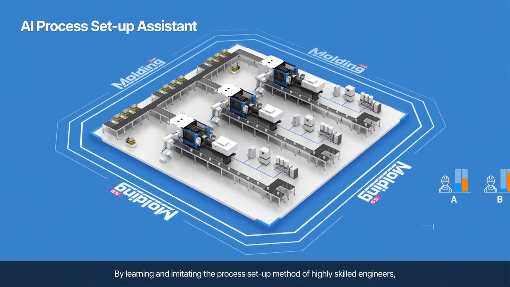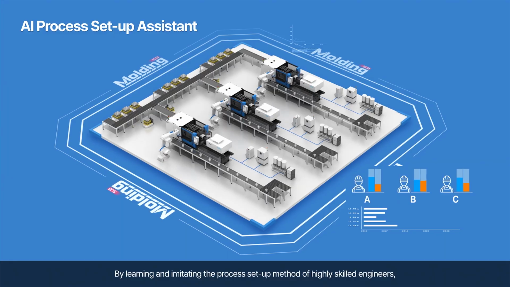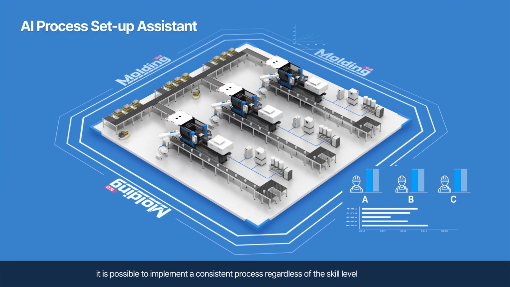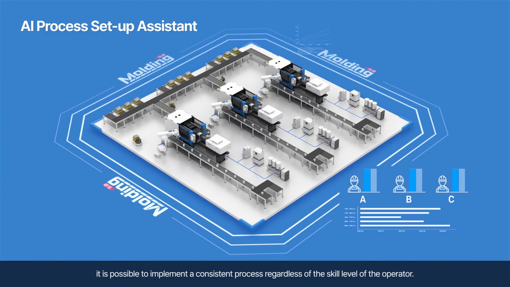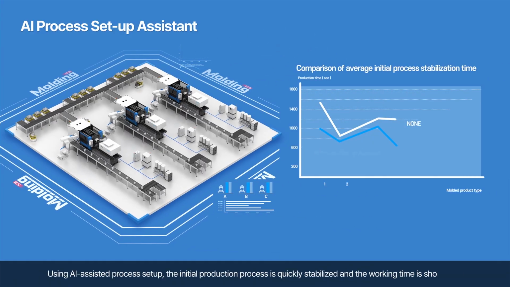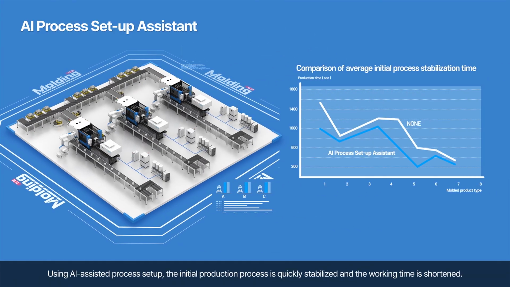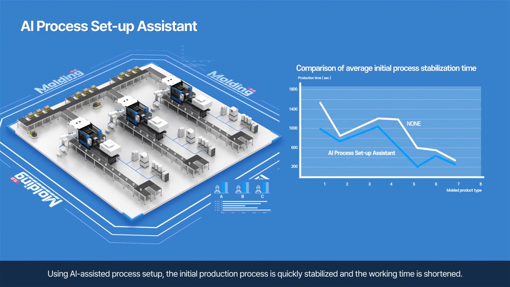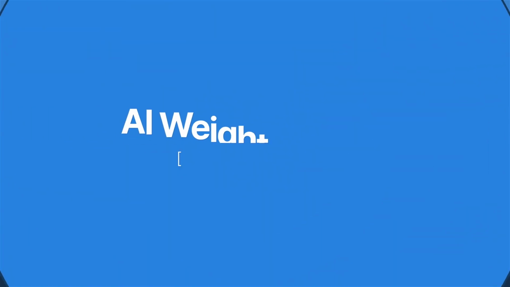By learning and imitating the process setup method of highly skilled engineers, it is possible to implement a consistent process regardless of the skill level of the operator. Using AI-assisted process setup, the initial production process is quickly stabilized and the working time is shortened.